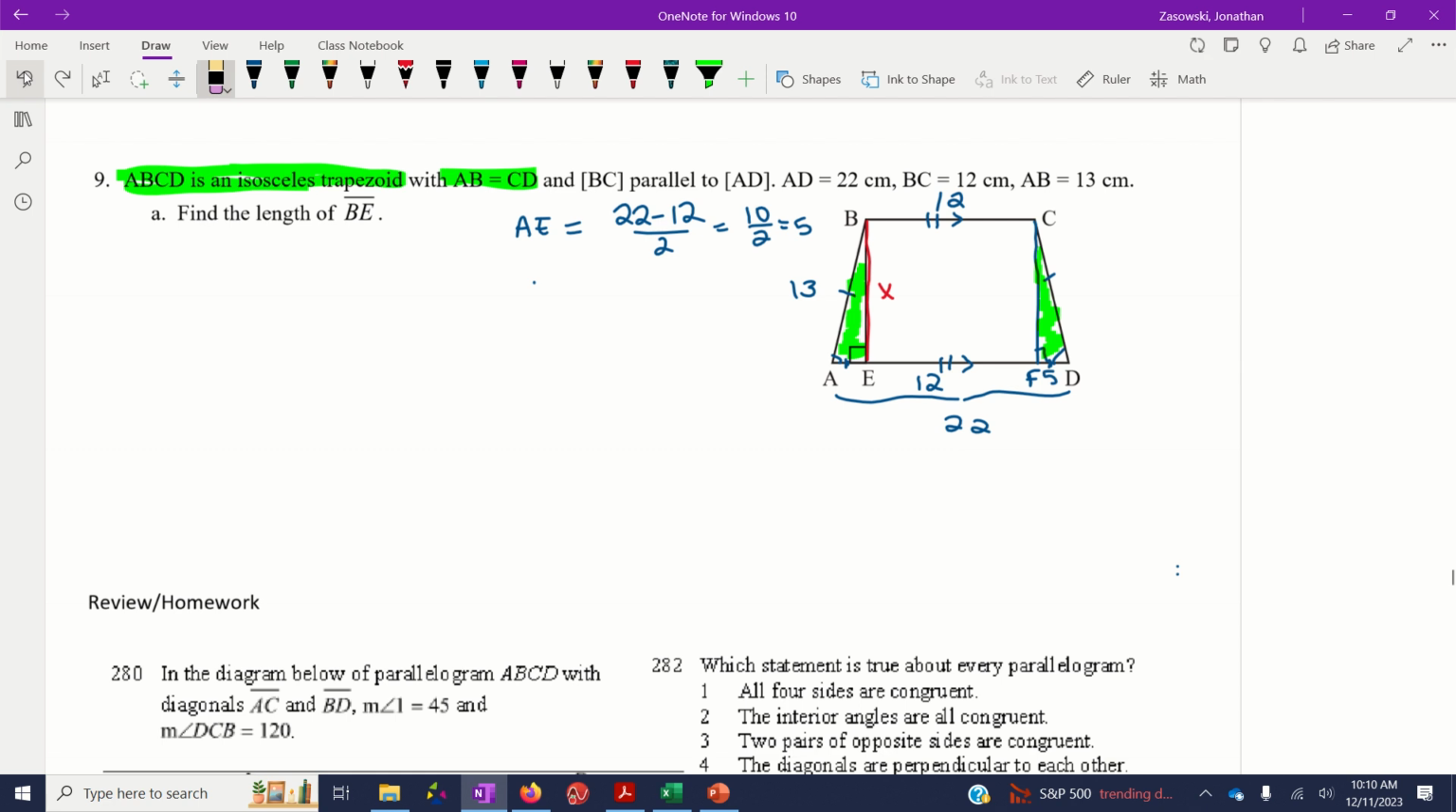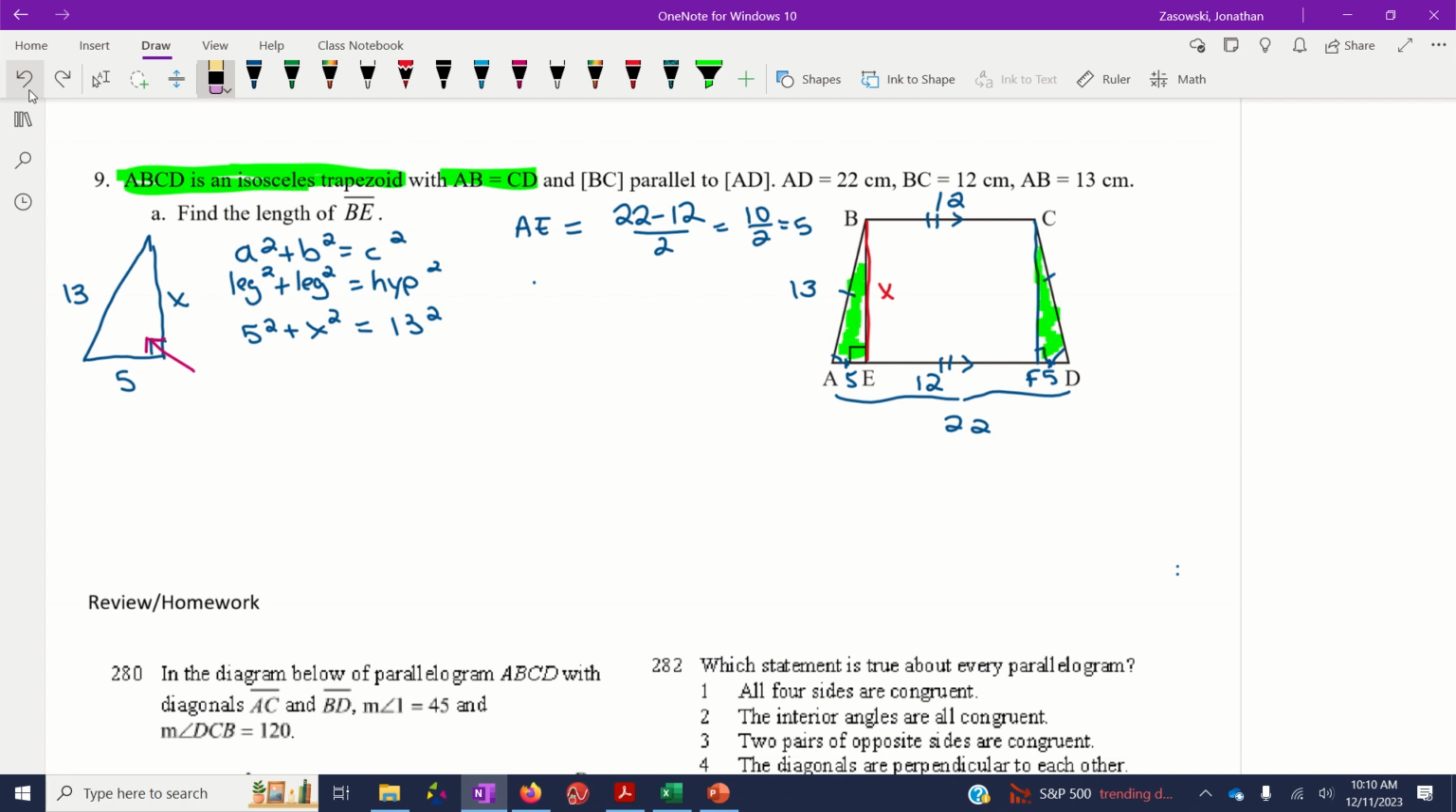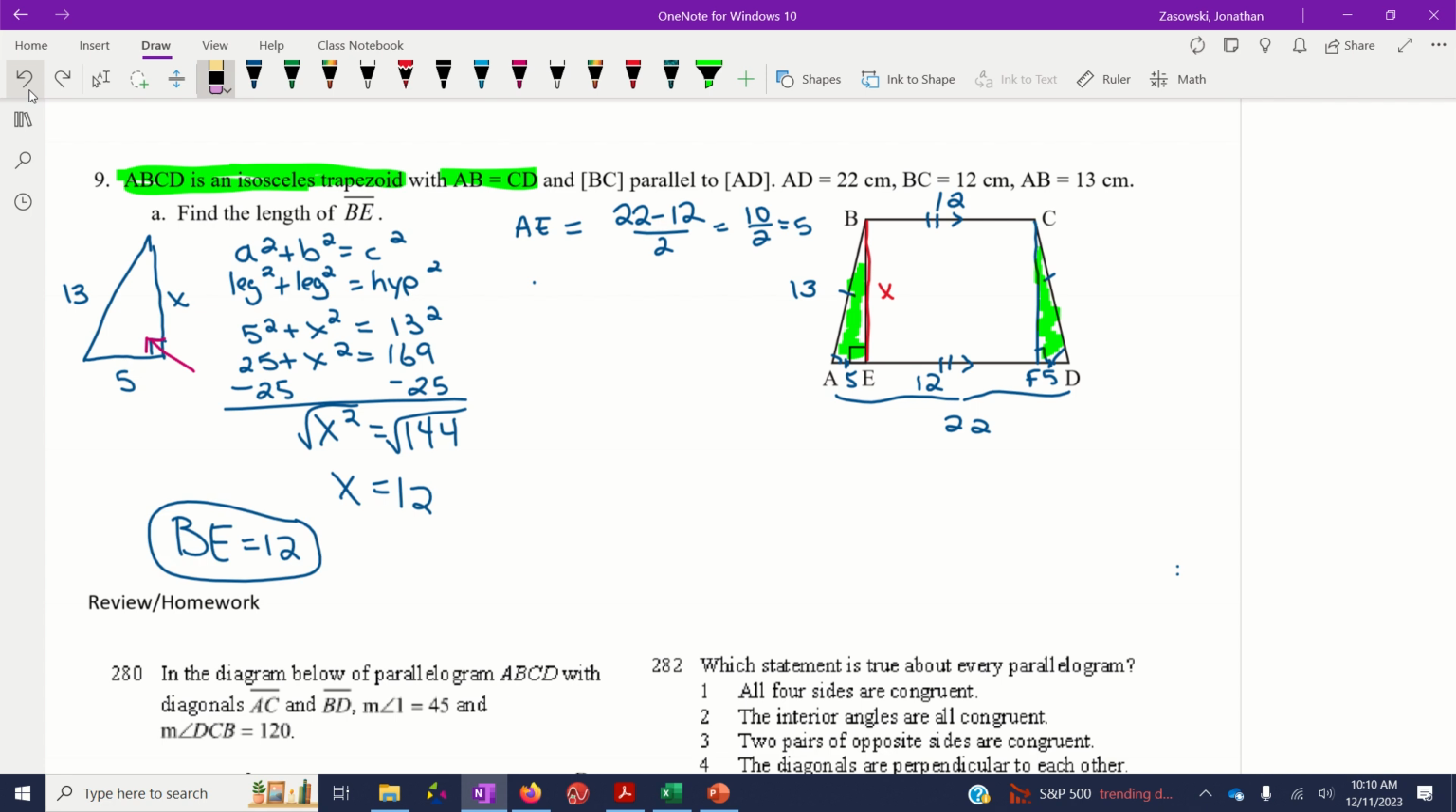Now from here, in order to find the length of this altitude, this length BE, which is what we're looking for, we're going to have to use some Pythagorean theorem. So remember that a squared plus b squared equals c squared is kind of the same interpretation of leg squared plus leg squared equals hypotenuse squared, and the hypotenuse is always across from that right angle. So we're going to want to create an equation where 5 squared plus x squared equals 13 squared. Remember, we're going to square those numbers first, get the x squared term by itself, and then square root both sides to get our answer of 12.